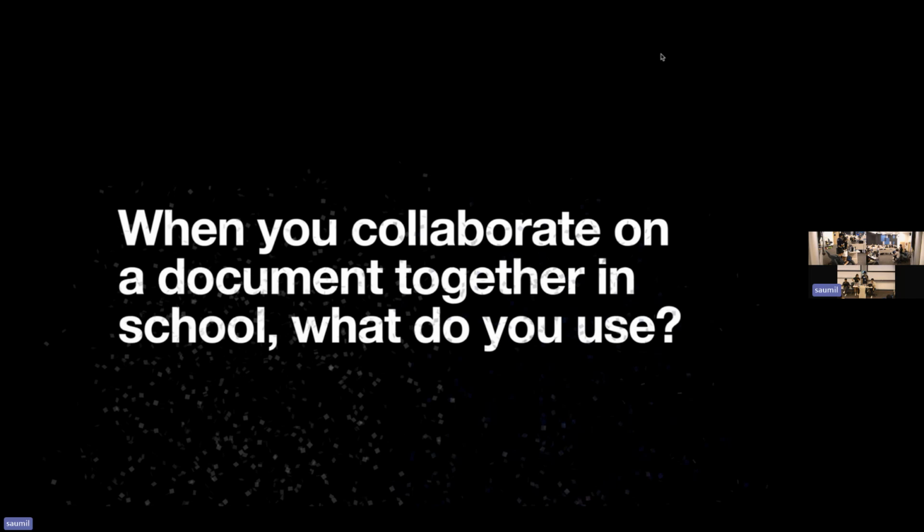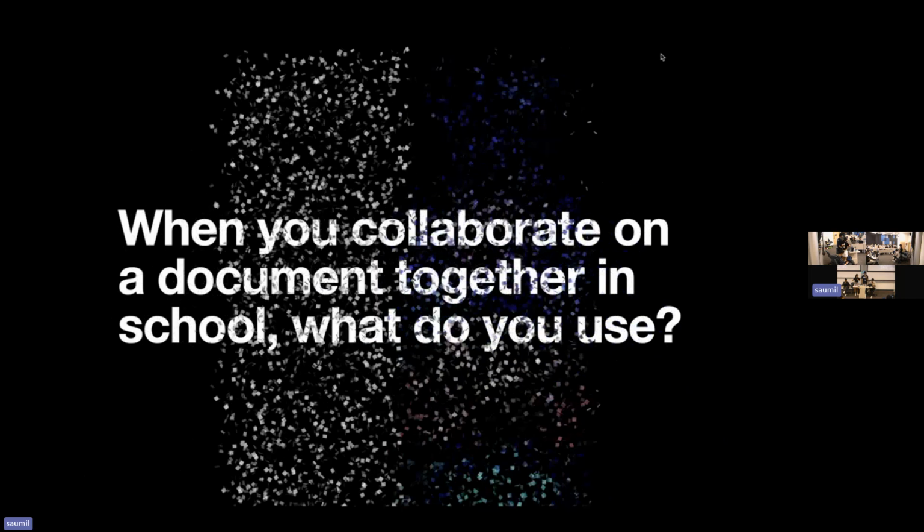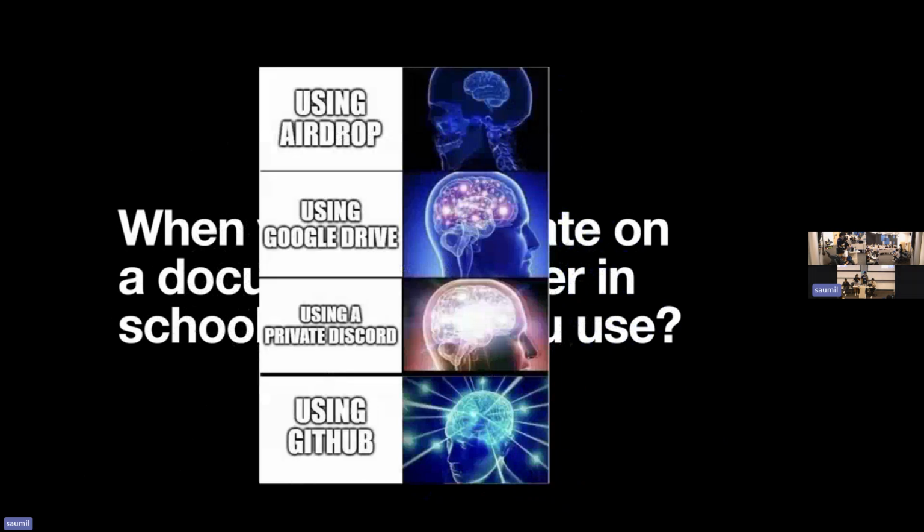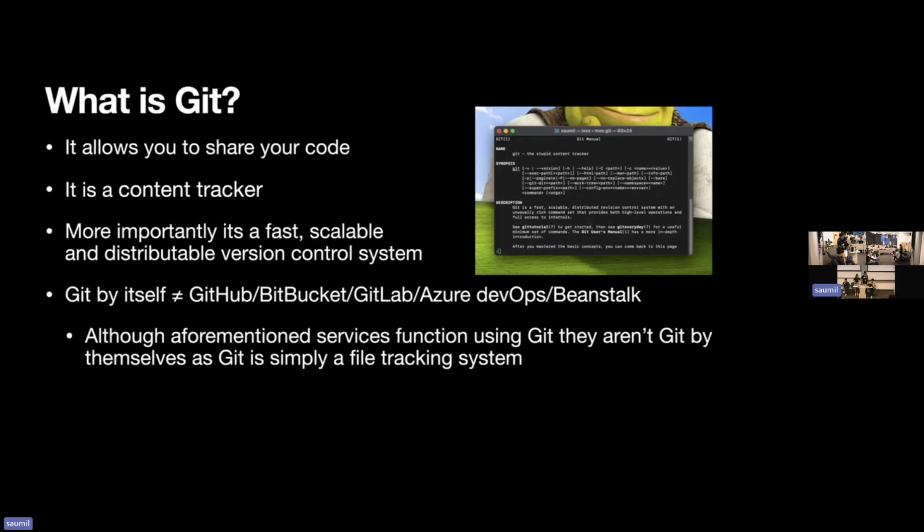All right, so basically you either use one of these. Either you use AirDrop, Google Drive, or a private Discord server, and best of all, you can use GitHub. All right, so what is Git? It allows you to share your code. It's a content tracker. If you type in git man on a macOS device, you get to see Git call itself the stupid content tracker. More importantly, Git is a fast, scalable, and distributed version control system. Git by itself is not the same as GitHub, Bitbucket, GitLab, Azure DevOps, or Beanstalk that you might see. Although they function using Git and have Git in the name, they are not Git by themselves, as Git is the file tracking system behind all those services.